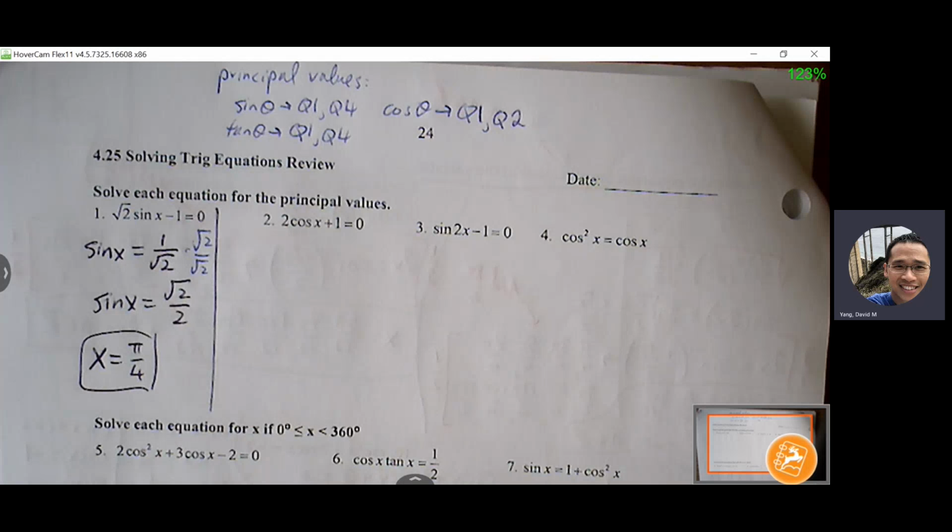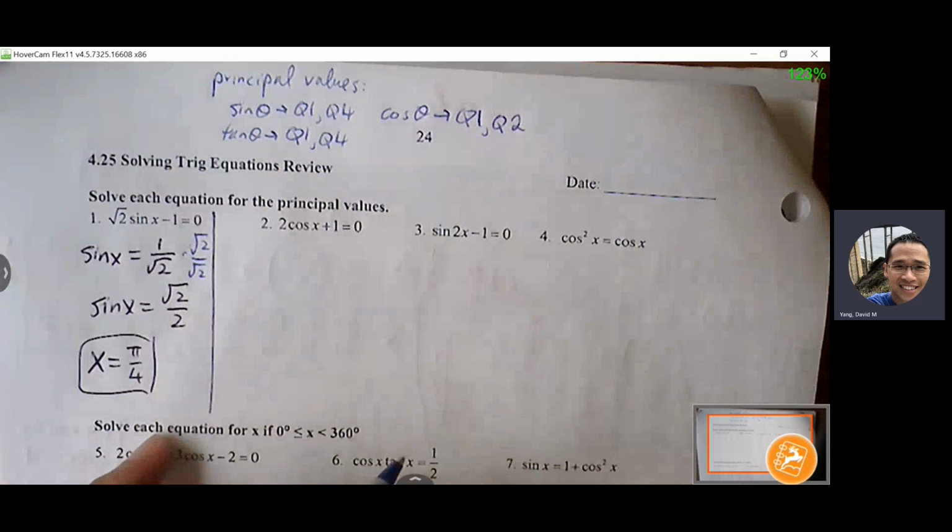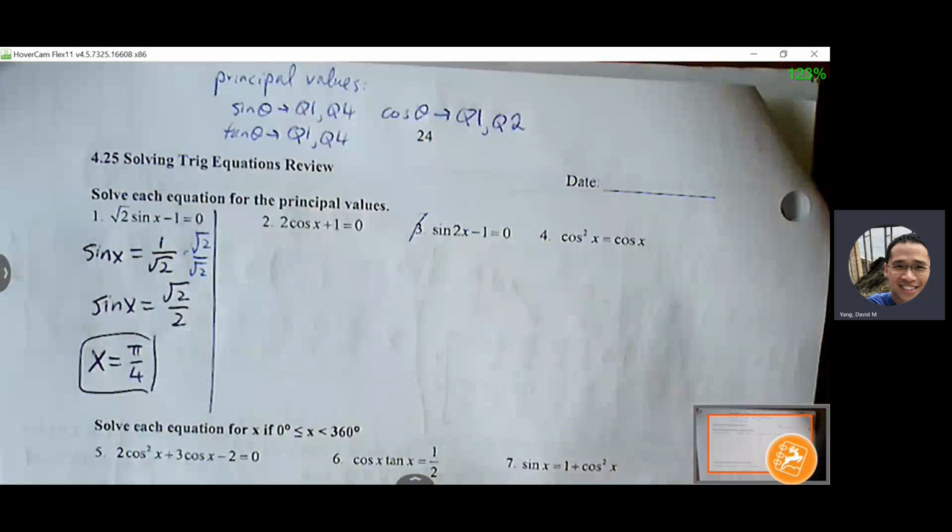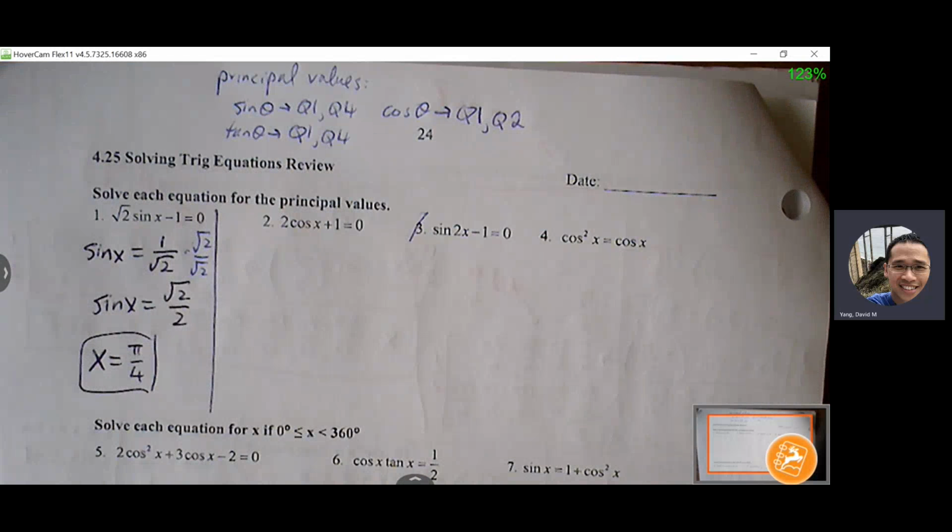And after you get done with 2, just skip 3. 3 is a little bit strange. Let's just do 2 and 4.